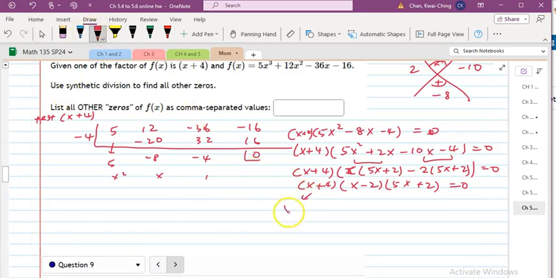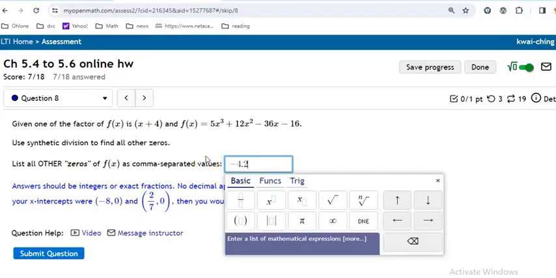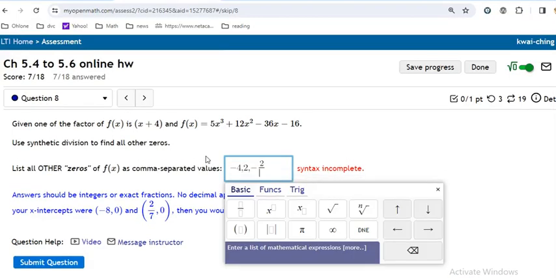Split them. x equal to negative 4, x equal to 2, and x equal to negative 2 over 5. I skipped some steps, but basically you say 5x plus 2 equal to 0, 5x equal to negative 2, x equal to negative 2 over 5, right? So that's the answer: negative 4, 2, negative 2 over 5.